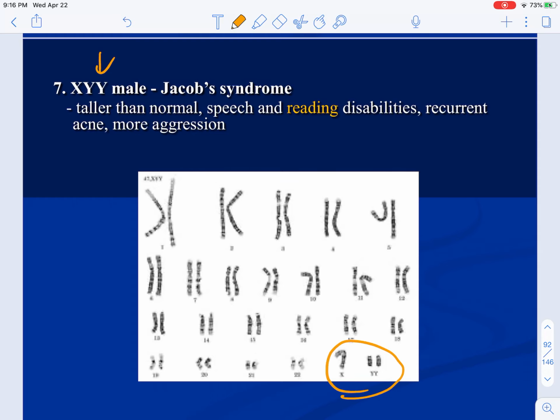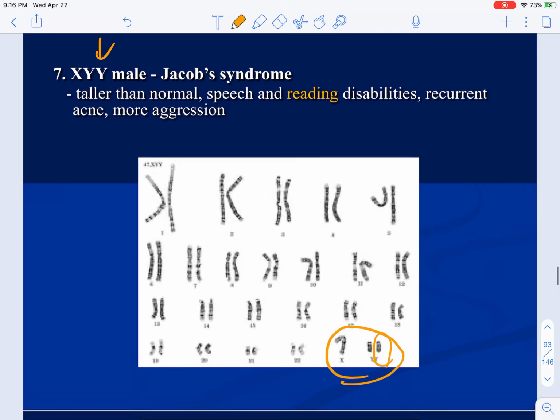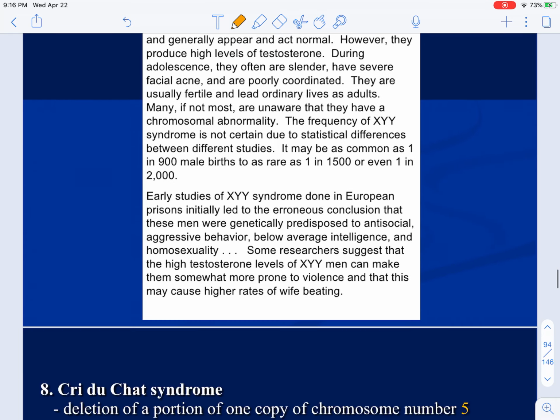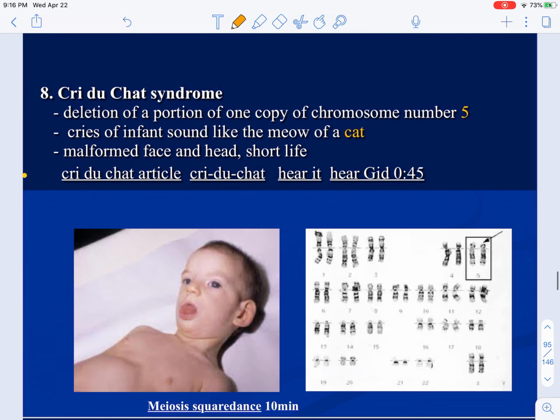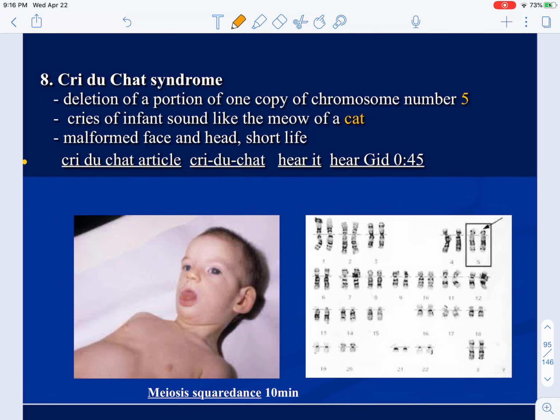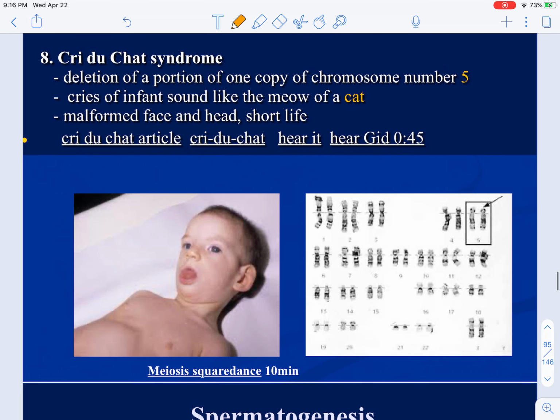2 Ys, XYY is a Jacobs, and that's a condition you could see here, does still have the X chromosome and the Y, but has an extra Y. So there's some features that you can read about that are characteristic of an extra Y chromosome.